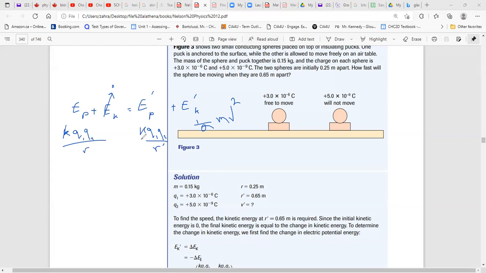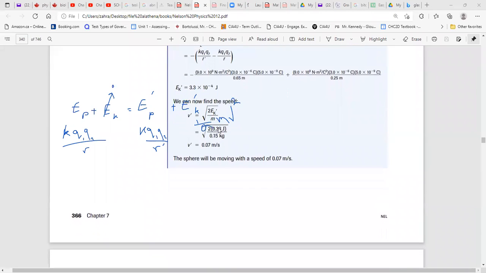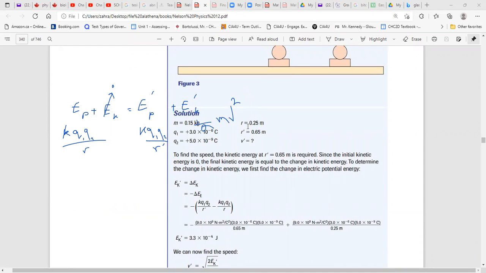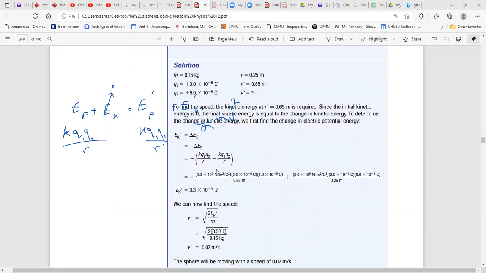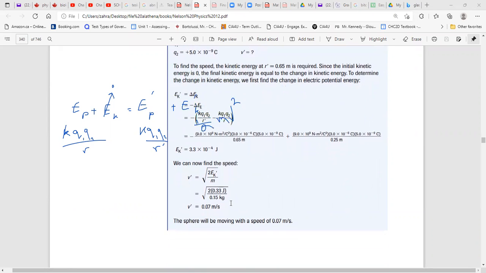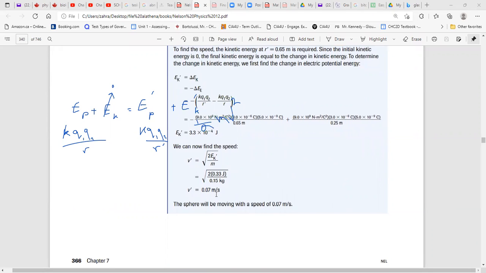So we can solve for the velocity. We have both of the R's, we have k, we have charges q1 and q2, and we have mass. So we can rearrange it for velocity. Okay, so here what they did, right? They rearranged for the velocity, and that is the velocity 0.07 meters per second. And let me just erase this.